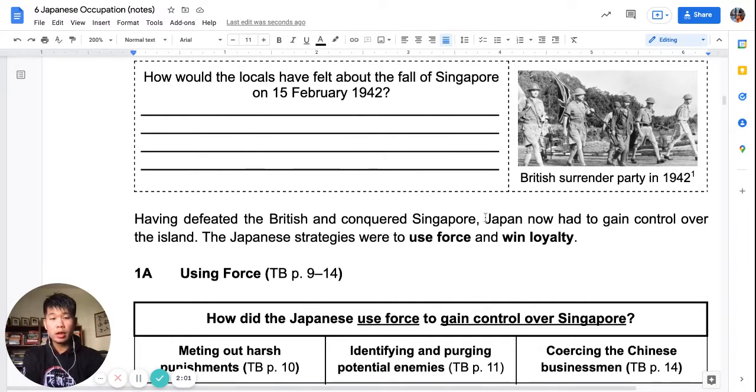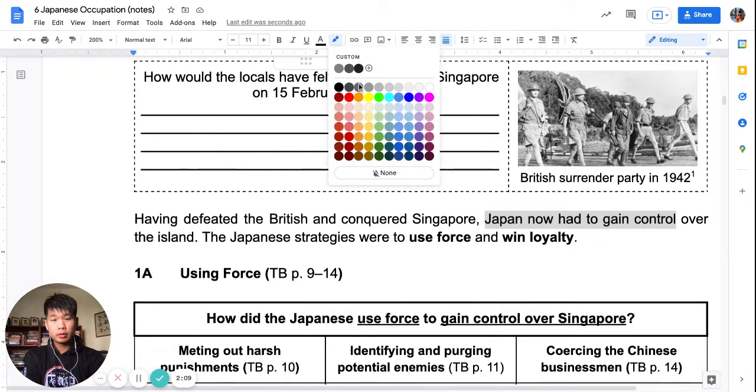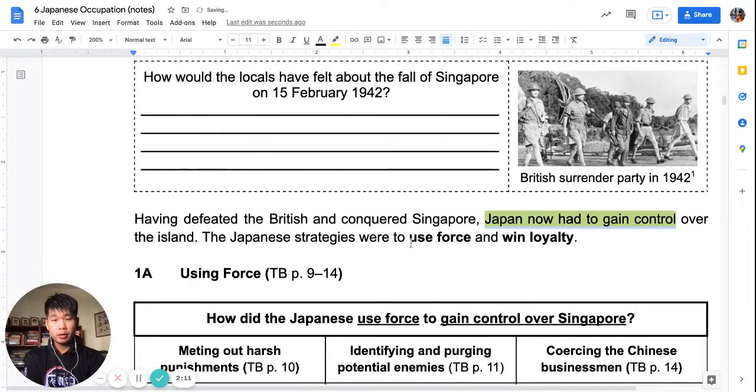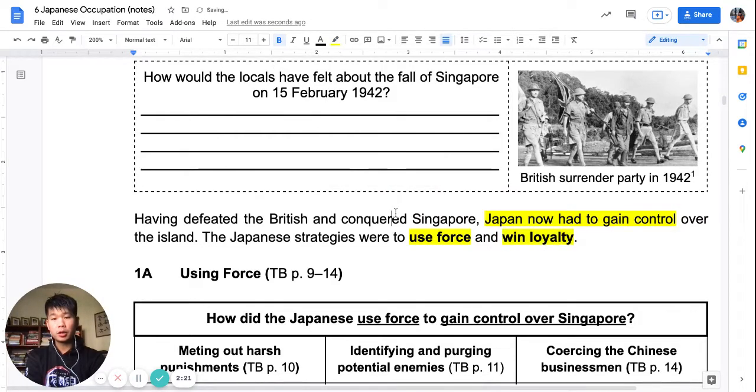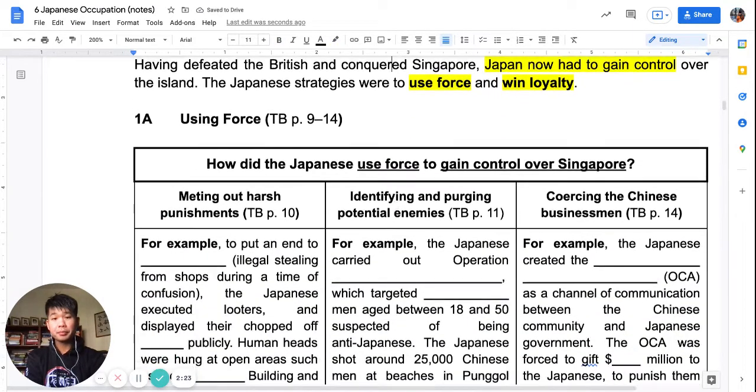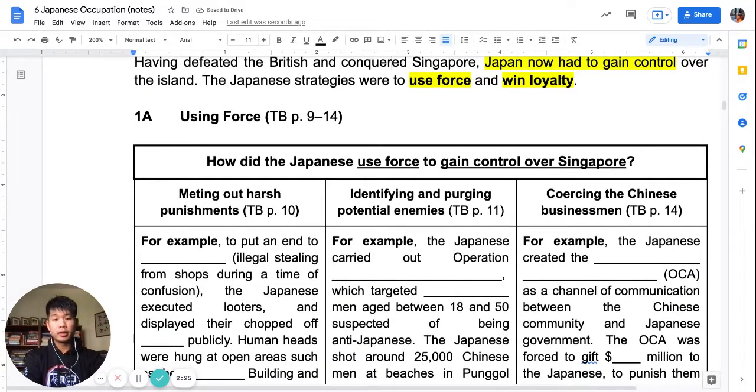So Japan had to gain control over Singapore, and the strategies were to use force and win loyalty. So this is the problem facing Japan. How do I get control over this potentially rebellious island in the shortest amount of time? And the first method that we talked about was using force. So when we look at a question like this, how did the Japanese use force to gain control over Singapore?